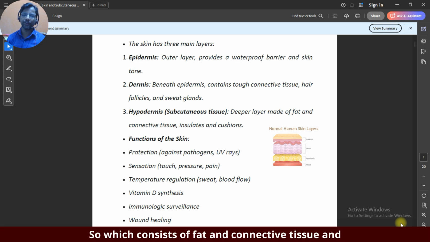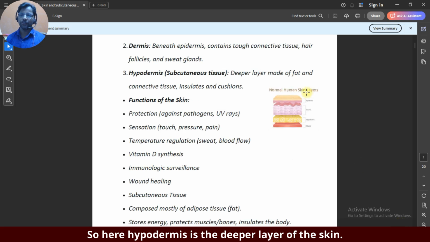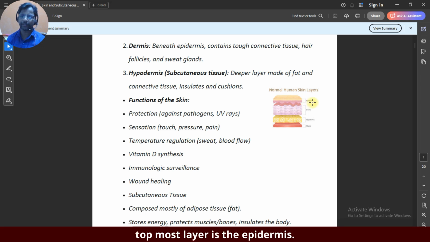It consists of fat and connective tissue, and it insulates and cushions. It is the deepest layer among these three layers: epidermis, dermis and hypodermis. So the hypodermis is the deeper layer of the skin. If we see the image of normal human skin layers, the topmost layer is the epidermis, next is the dermis, next is the hypodermis, and below the hypodermis we have muscle.